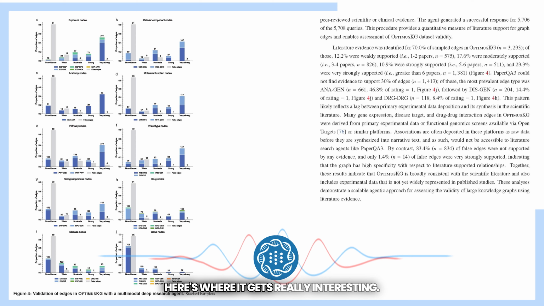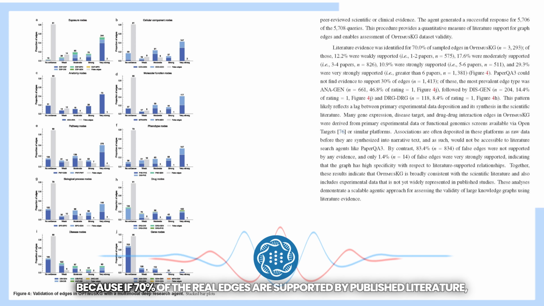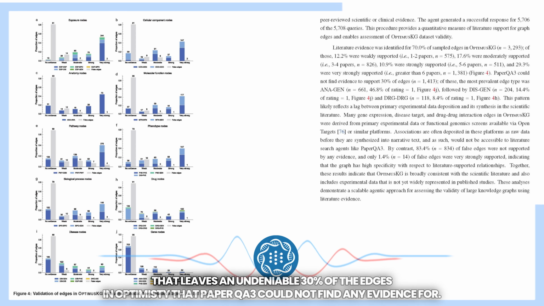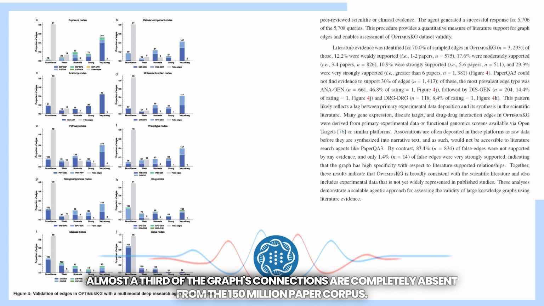Okay, here's where it gets really interesting. Because if 70% of the real edges are supported by published literature, that leaves an undeniable 30% of the edges in OptimusKG that the AI could not find any evidence for. Right. Almost a third of the graph's connections are completely absent from the 150 million paper corpus.